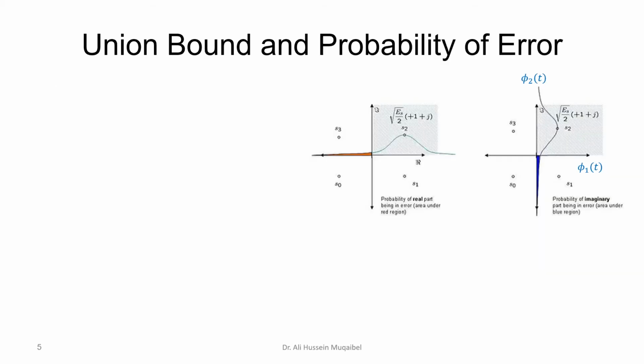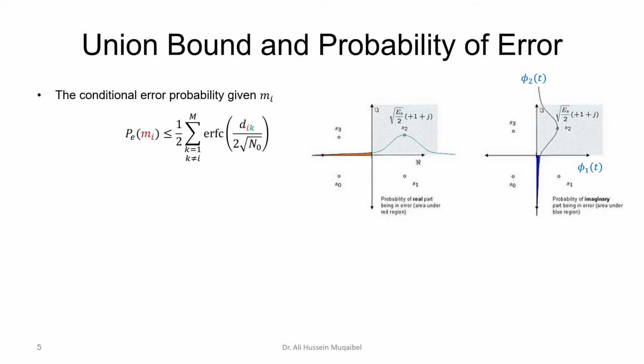So when we get to the union bound, we need to consider both of them. I have the summation for all possible values of k not equal to I. I have to consider all possible symbols, and then I substitute into the limit k equals 1 up to M, where k does not equal I itself. Every time we need to find the right distance between them, because the distance will determine the probability of error also.